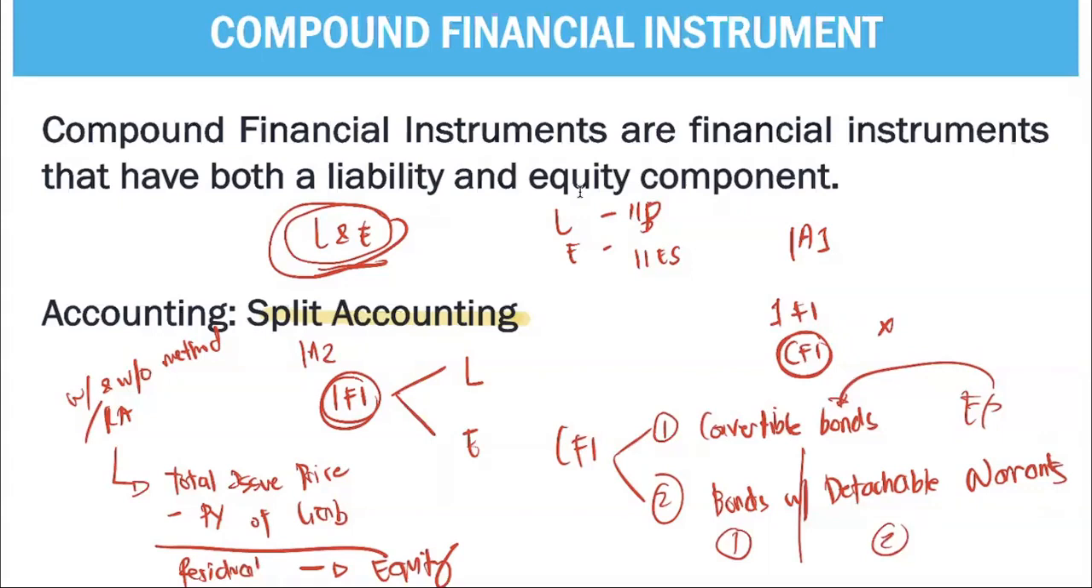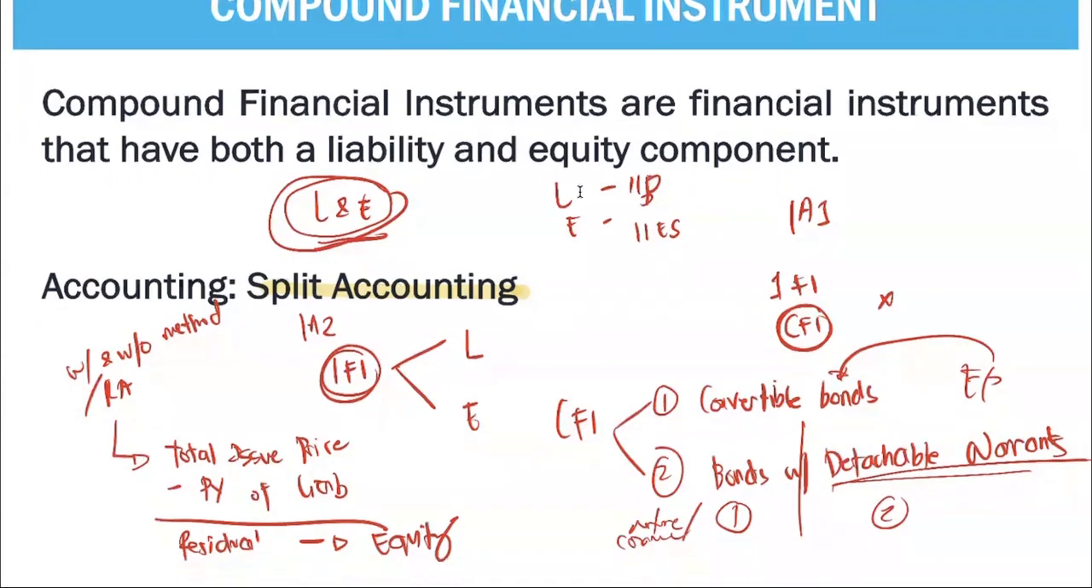So even if you retire the bonds, or even if you convert the bonds, walang mangyayari. Andyan pa rin yung detachable warrants. Okay? So we will talk about your compound financial instrument, primarily your convertible bonds and your bonds without detachable warrants. Remember, we use split accounting. Out of the issue price or the total proceeds, we split our liability and equity portion.